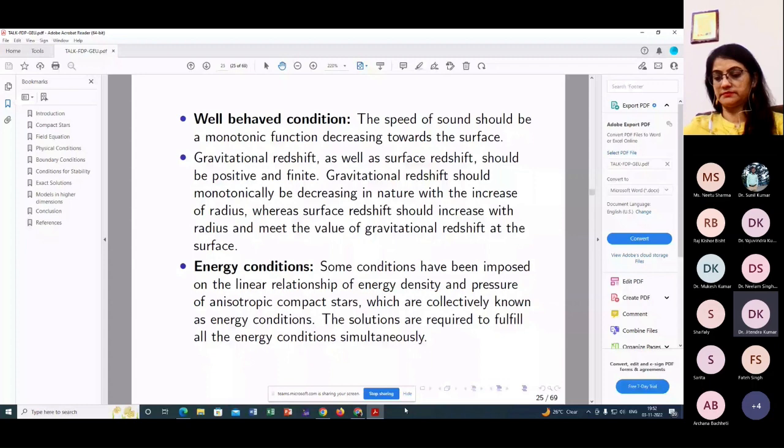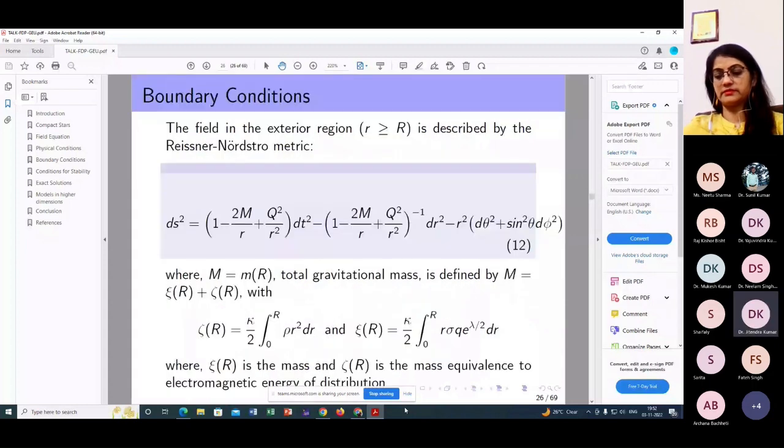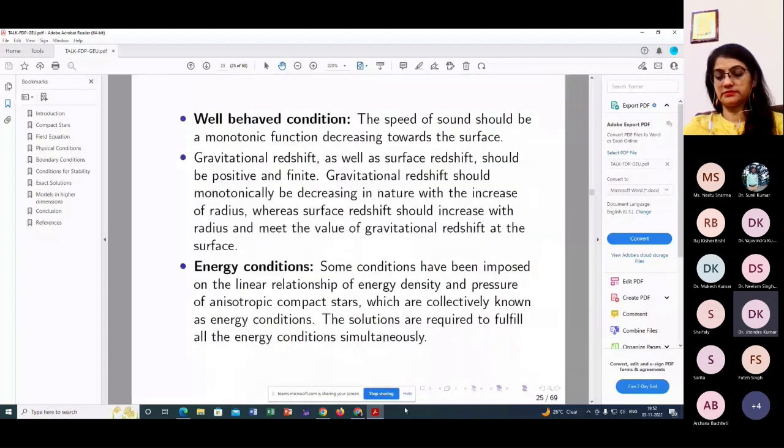And then we have some energy conditions. Some conditions have been imposed on the linear relationship of energy density and pressure of anisotropic compact stars, which are collectively known as energy conditions. The solutions are required to fulfill all the energy conditions. So we have conditions like the sum of the density, radial pressure, and tangential pressures must be greater than or equal to 0. Obviously, all quantities are 0 or greater than 0.